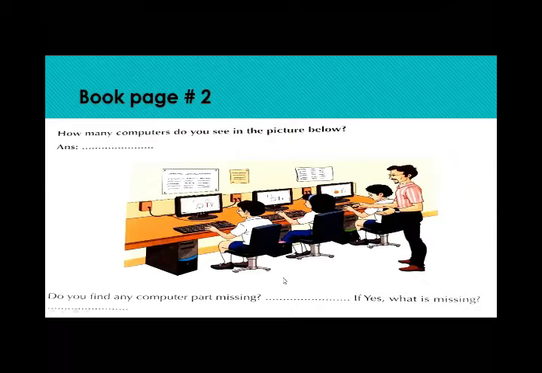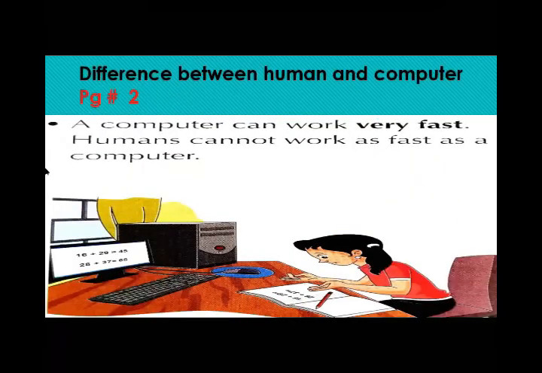Now we have completed our first topic of the day. Now we are moving towards the next topic. What is our next topic? Difference between human and computer. A computer is a machine and it is different from a human. So what are the differences? See the picture very carefully.